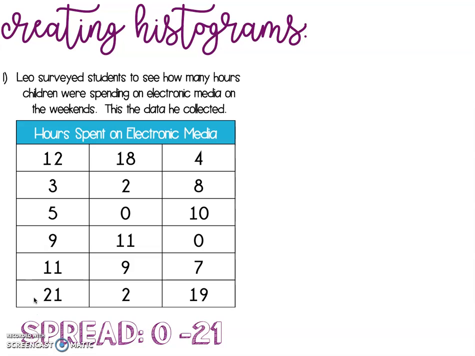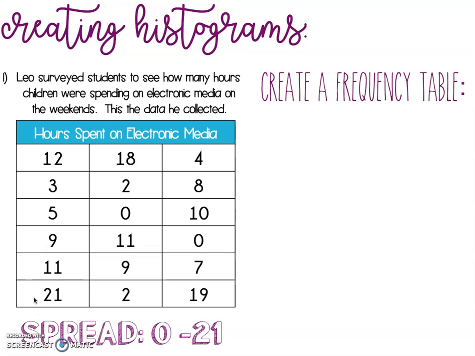Okay, so the next thing after we figure that out is we're going to create a frequency table, and we need to figure out what would be a good interval or a good skip count that we could use to represent this data. If we're going all the way from 0 to 21, there's lots of different skip counts that we could use, but I'm thinking that 5s would be the easiest. Actually, if you look at the answer choices on question number 1, they're counting by 5s, so that gives us a hint that our intervals should be broken up into 5s.